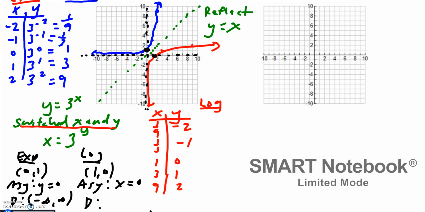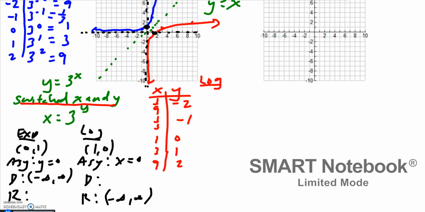The range of the blue graph was 0 and above from the last video, so 0 to infinity. Is that the domain of the red graph, 0 to infinity? Well, if you're thinking about x values, you're going from the y-axis on, so yes it is, 0 to infinity. So just like first semester, everything flipped. The points flipped, the asymptotes flipped, the domains and ranges also flipped. Pretty neat, I have to say.